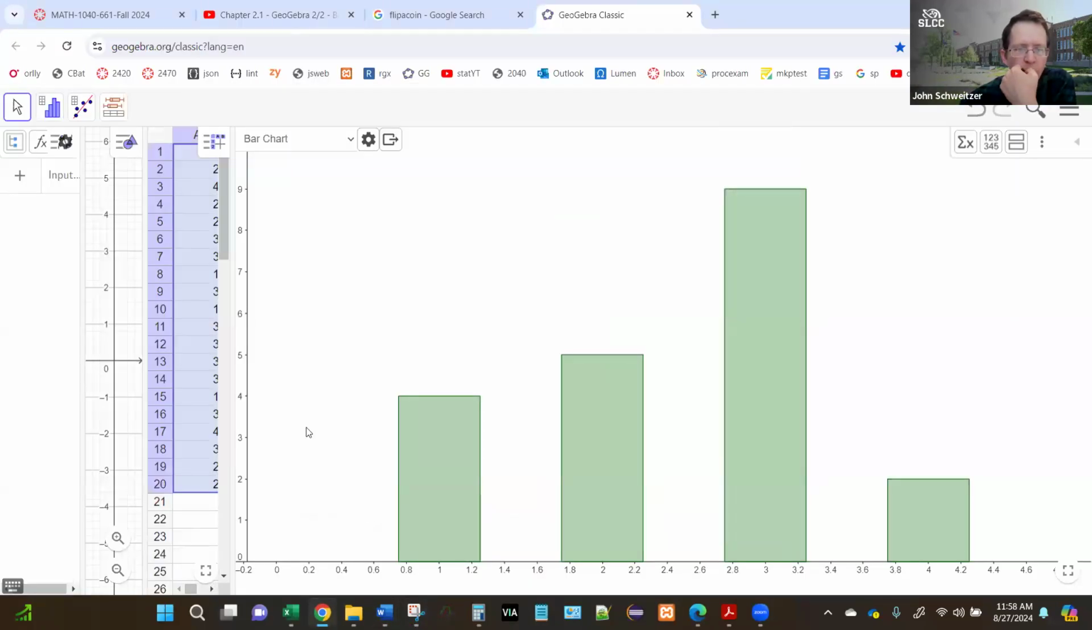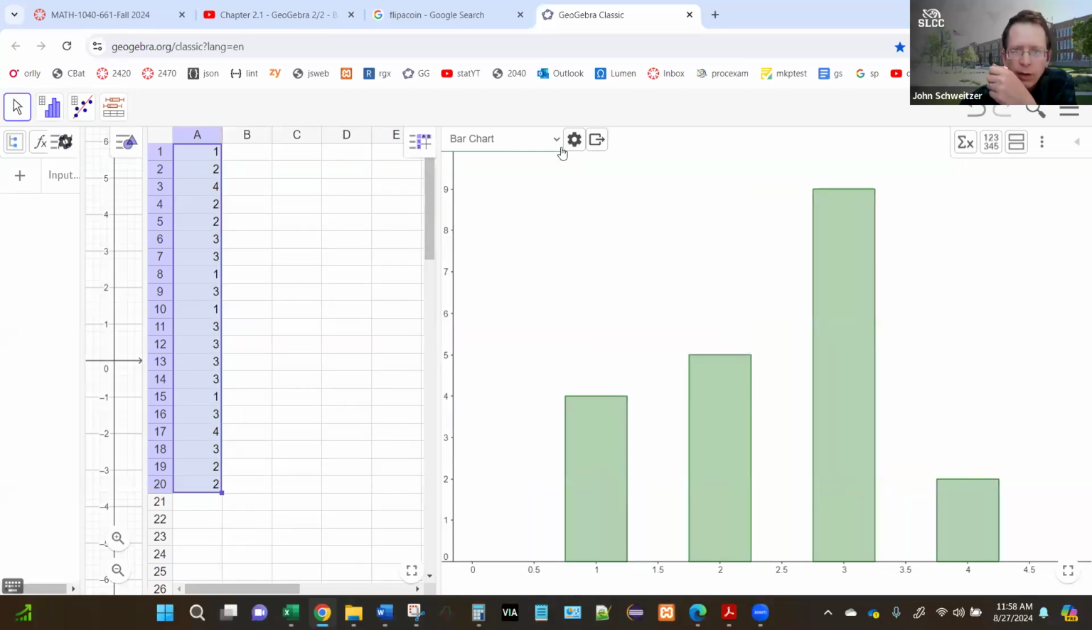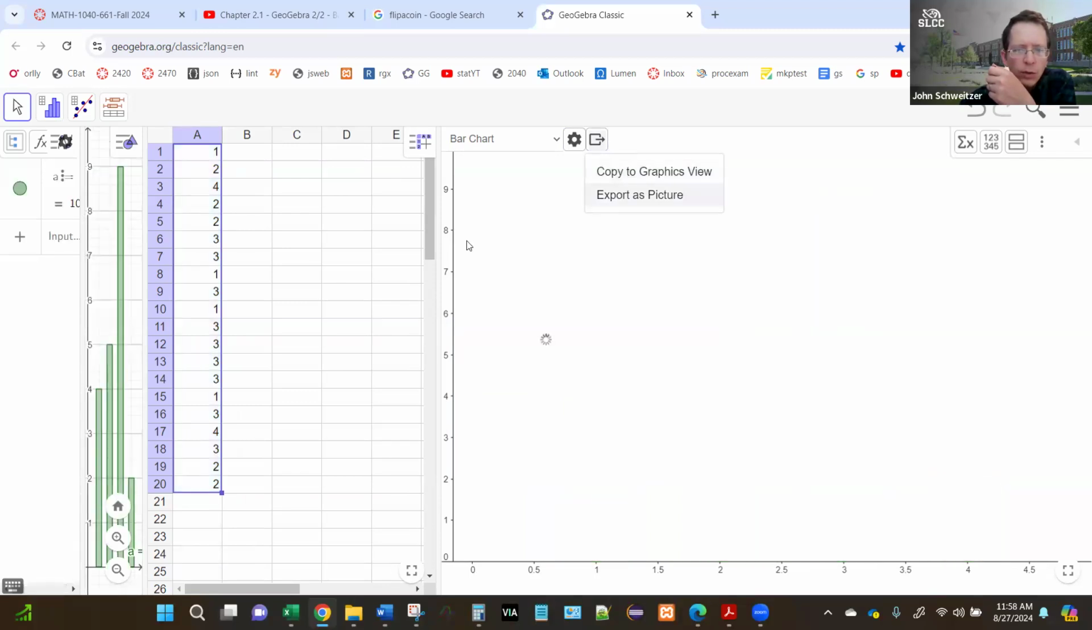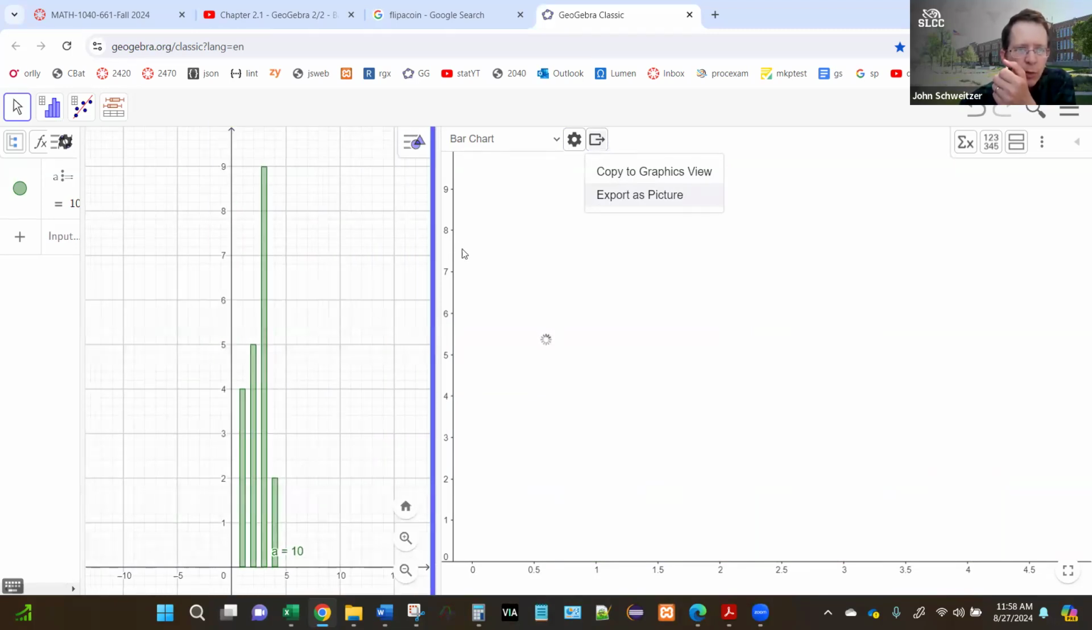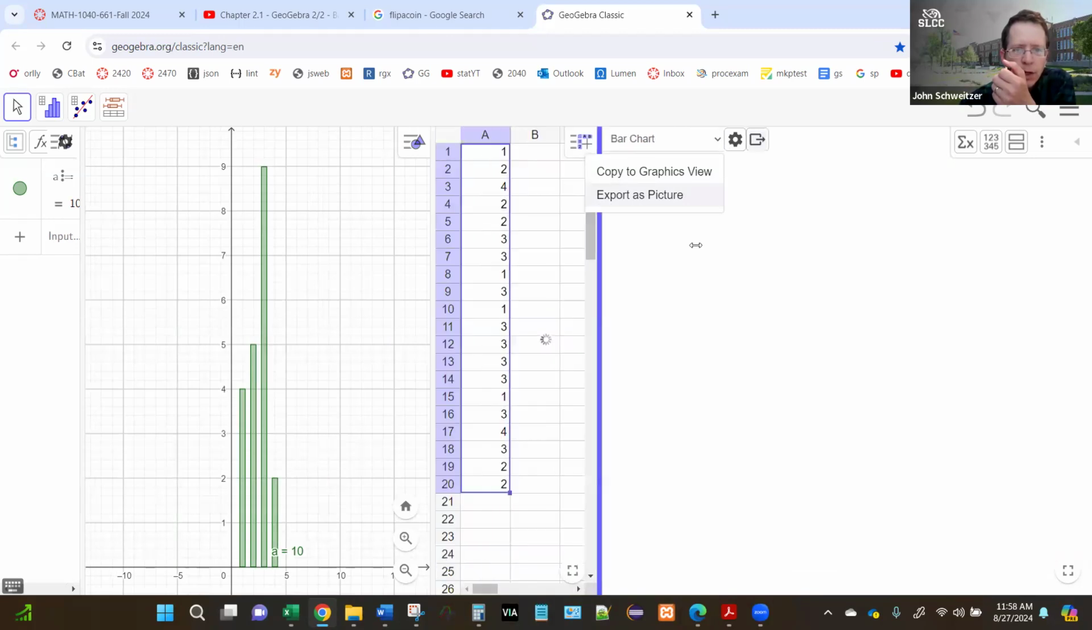Okay, and so anyway, just a little aside there about that. The screenshot tool is nice. There's also a way of downloading this, so you can copy this to your computer. There's lots of ways of doing it. Okay, so anyway, that's how we get the bar plot. Are there any questions about that?